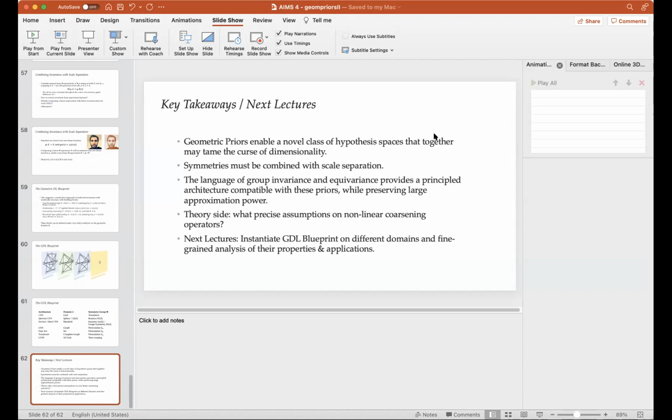Because I can build a target class that is parameterized by a certain hierarchical or multiscale architecture. If I promise you that the target is in that class, obviously I'm not going to have a curse of dimensionality, because I parameterize this class with a number of parameters that is not exponential. So the more interesting question is to characterize intrinsic properties of the target function that make this multiscale architecture sufficient.